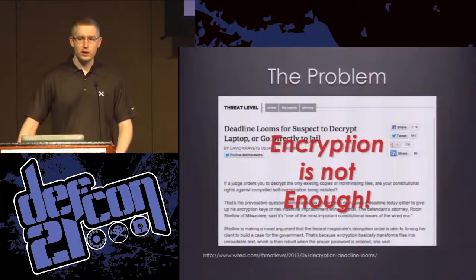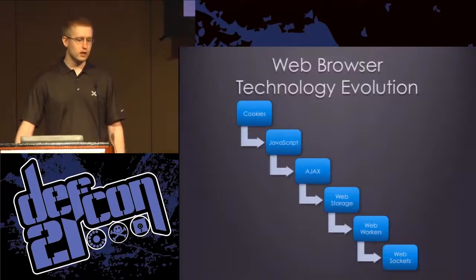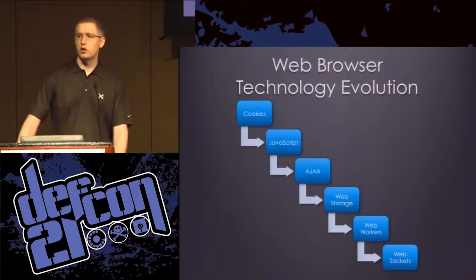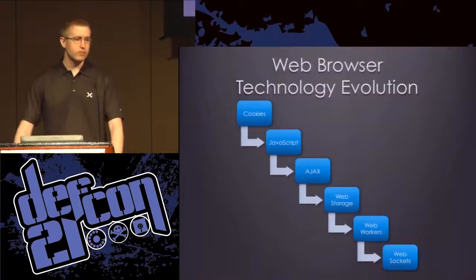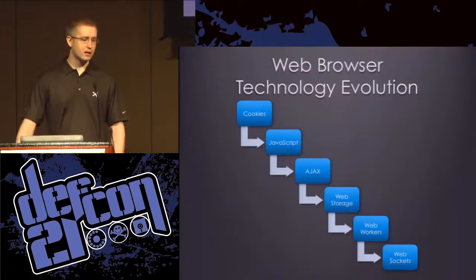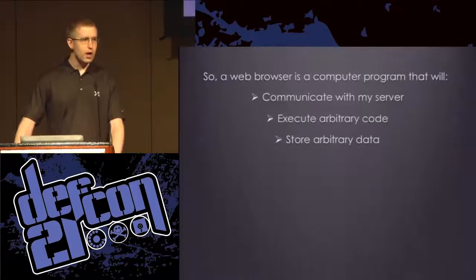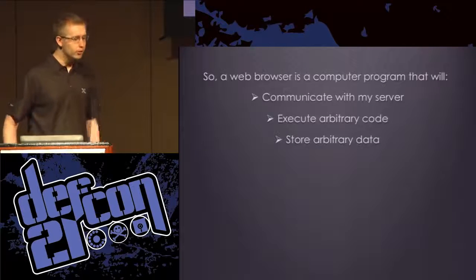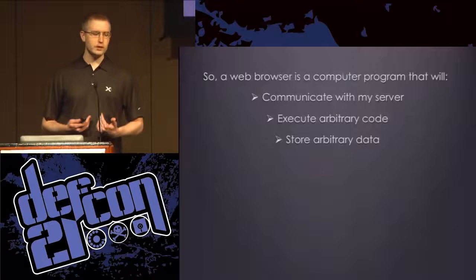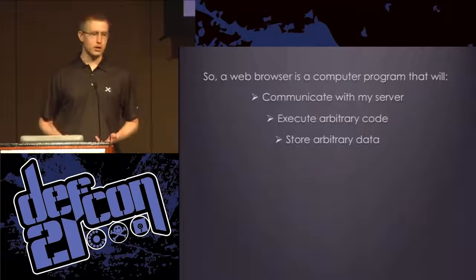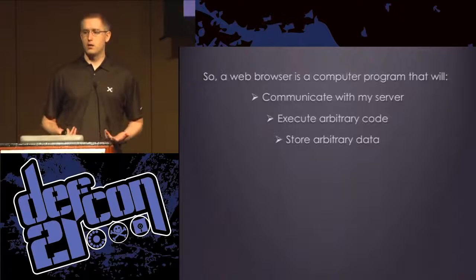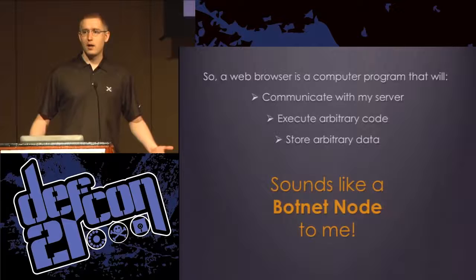So it's in the browser, but they've all been upgraded. Now we have web storage to store larger amounts of data in the browser. We have web workers that can spin off JavaScript threads that are separate from the main GUI threads. You can do a lot more processing without gumming up your application. And we have web sockets that create a persistent socket from the client browser back to the server. So the end result here is that a web browser is basically a computer program that will communicate back to my server, execute any arbitrary code that I hand it, and store any arbitrary data that I ask it to store. Sounds like a botnet node, right?